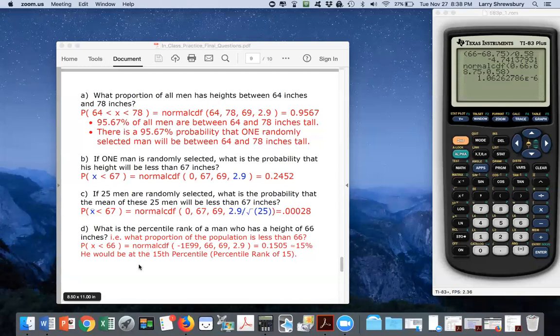Notice that anytime you want to find the percentile rank for a given data value, just find the area to the left. And normal CDF will do that for you. The data value will always be the upper bound. Negative infinity will always be the lower bound. Just put in the center and spread for your population distribution and get that area to the left. Oh, 15% of the population is below it, so it's at the 15th percentile, or percentile rank of 15.